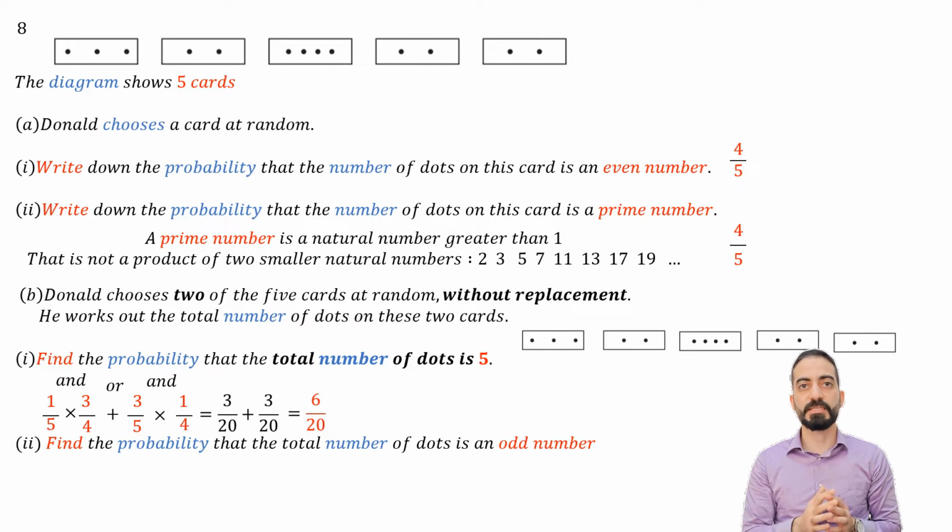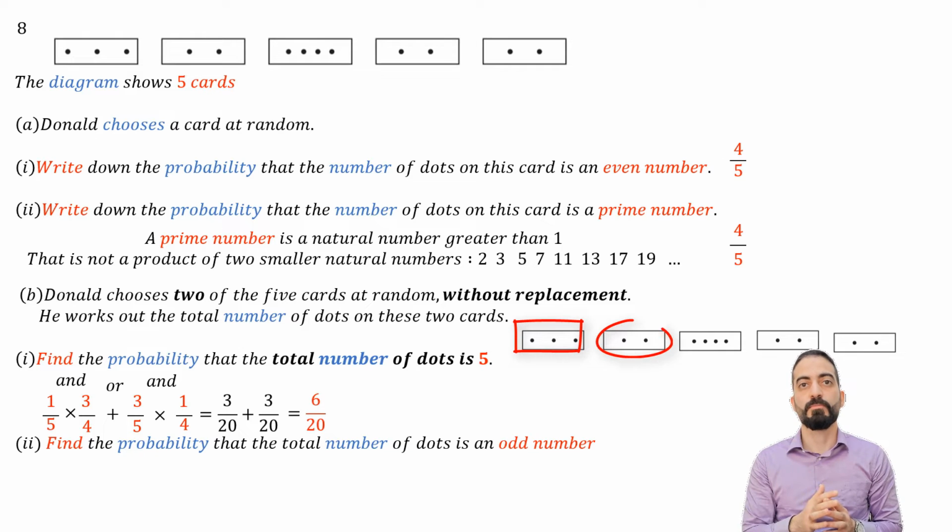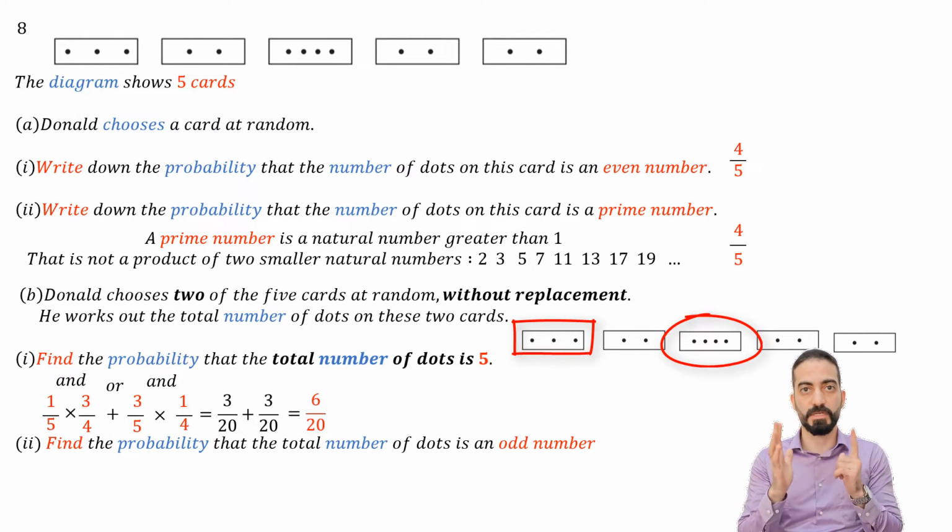We now move to this question. Find the probability that the total number of dots is an odd number. He can choose 3 and 2 because their sum equals 5, an odd number. He can also choose 3 and 4 because their sum equals 7, an odd number.